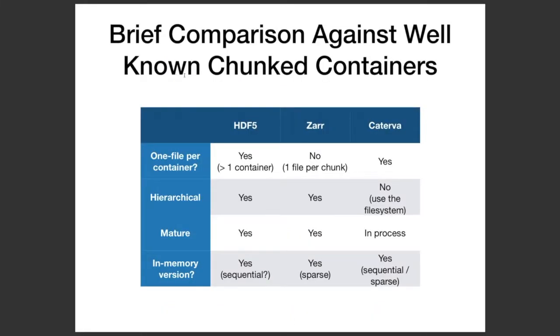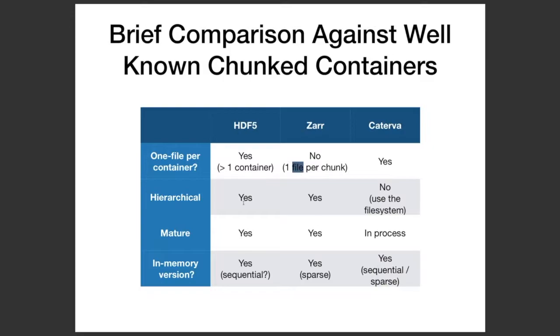Now let's have a look at a brief comparison against well-known chunked containers. For example, I took here HDF5, Zarr, which is a nascent data container that is also based on Blosc, it uses Blosc by default, and also Caterva. Probably the most interesting thing here is that HDF5 can have many data containers per file. Zarr is quite different: it needs one file per chunk, but Caterva allows one file per container, which tries to address the limitation in Zarr of hosting one file per chunk.